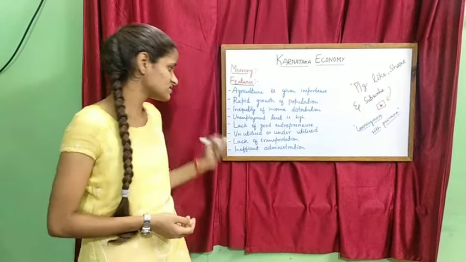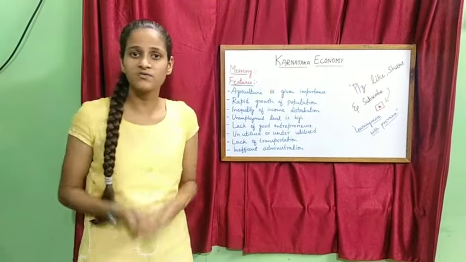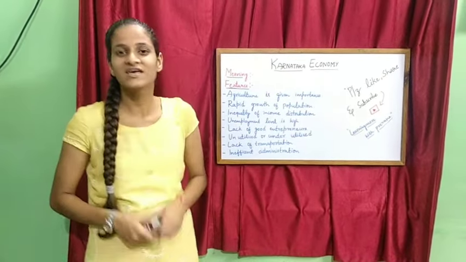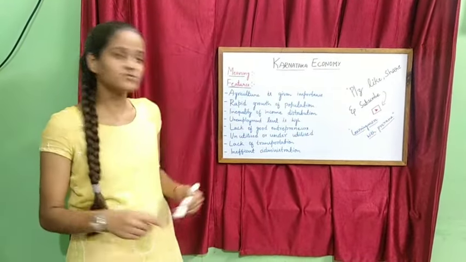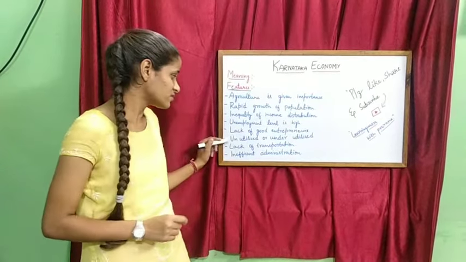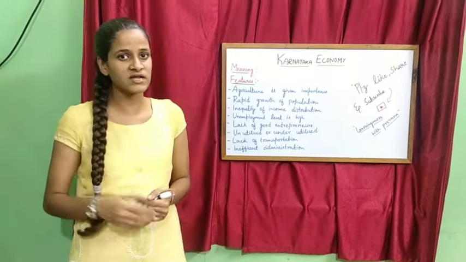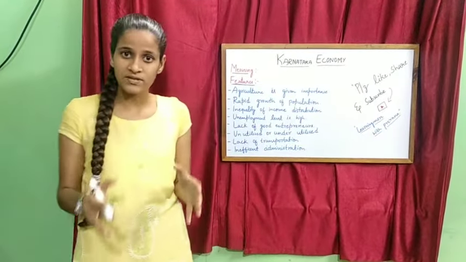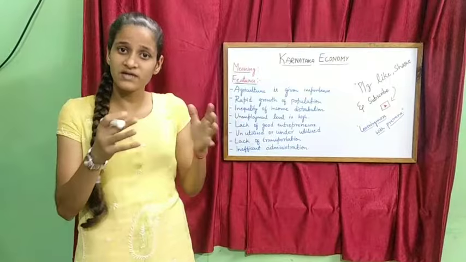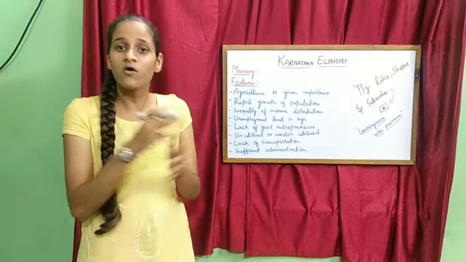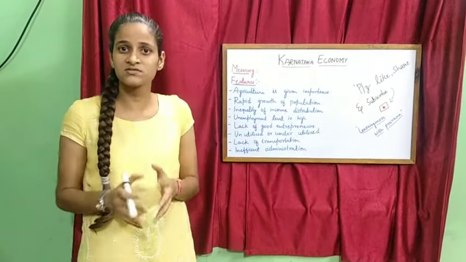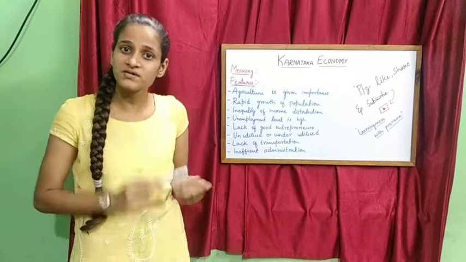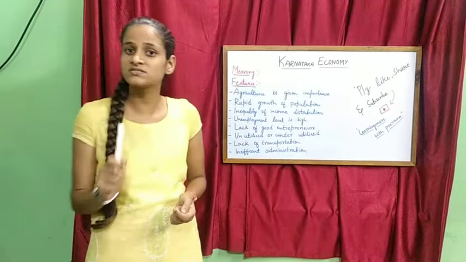The next thing is unutilization or underutilization of natural resources. I forgot to add natural resources, friends, so you can make a point of that. Natural resources are available in all areas, not only in Karnataka or Bangalore but all over India, but we are not making proper use of them. The optimal utilization of natural resources is not happening.